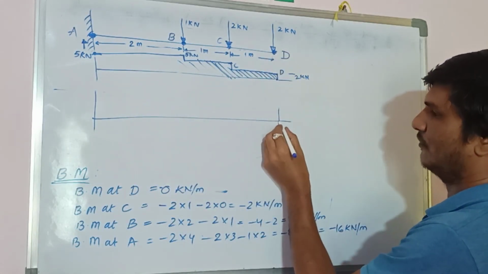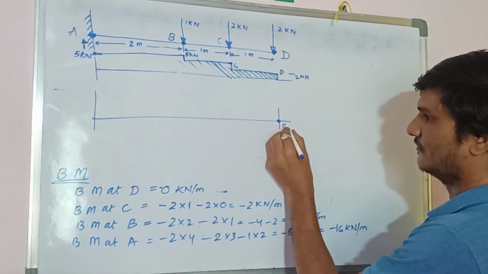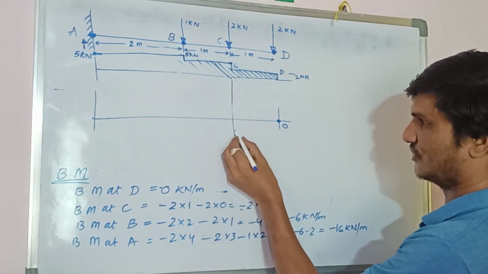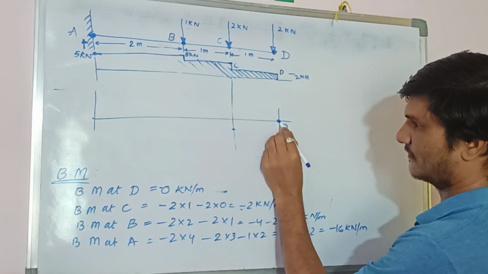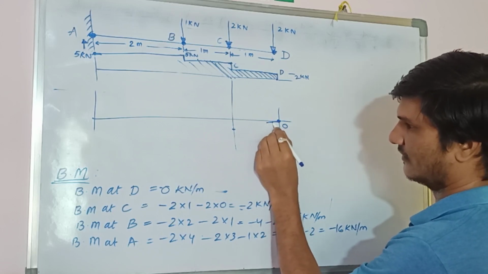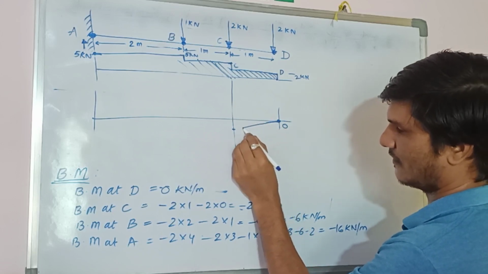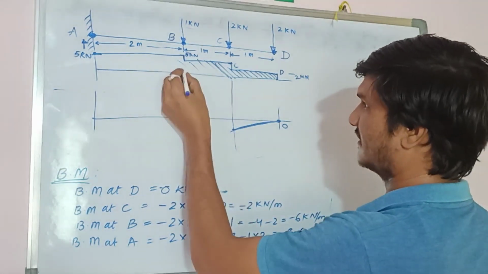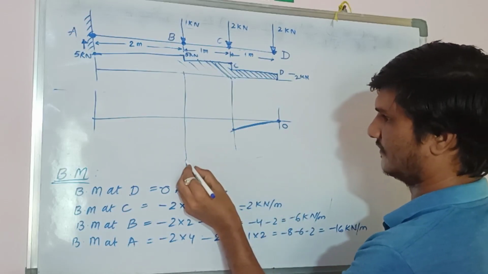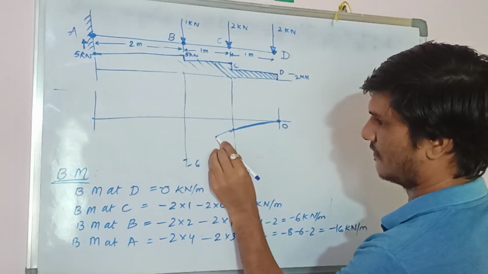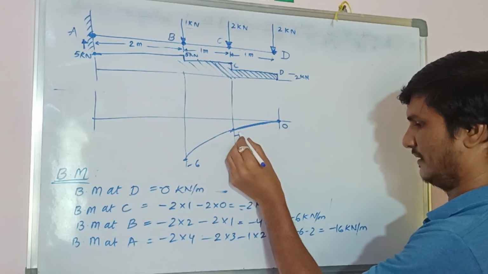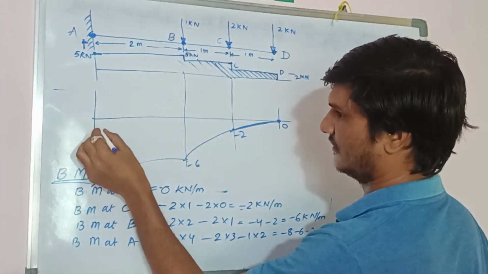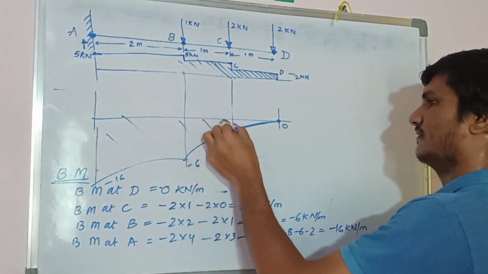The bending moment at D is 0, the bending moment at C is minus 2, so take a small curve here, not a straight line. Again minus 6, next minus 16. So this is the bending moment diagram.